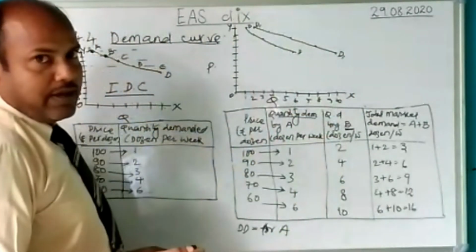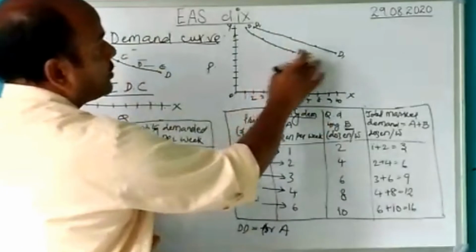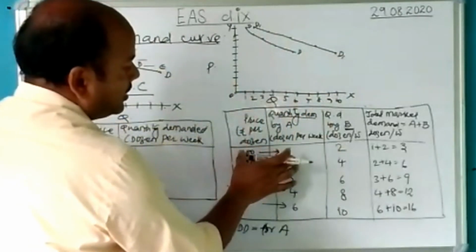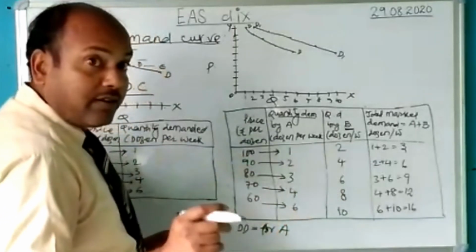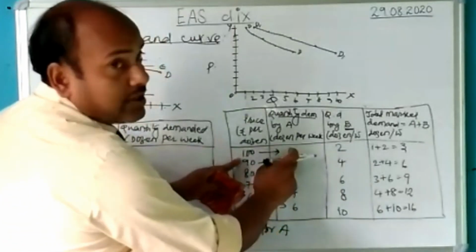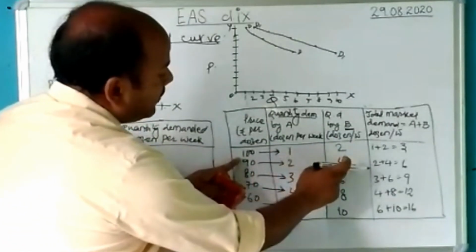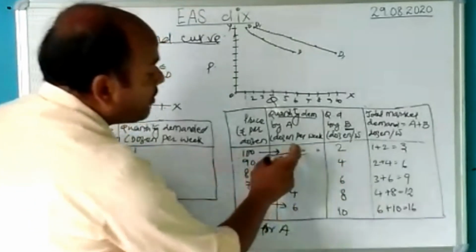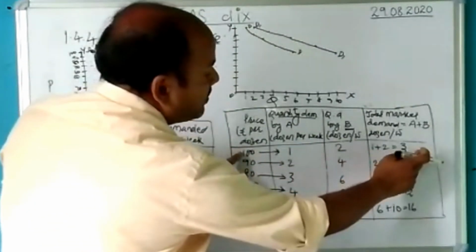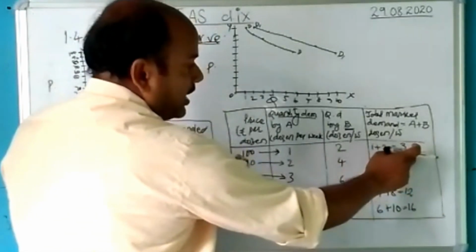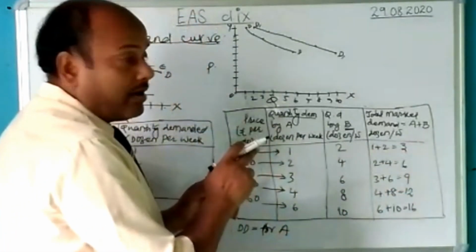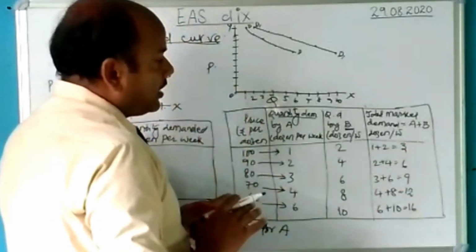This is also the demand. These two are individual. If you consider only these two, then it's an individual demand curve for B. These two are the individual demand curve for A. But if you combine these, then you get the market demand curve. Now, based on these two data, let us draw in the same graph.